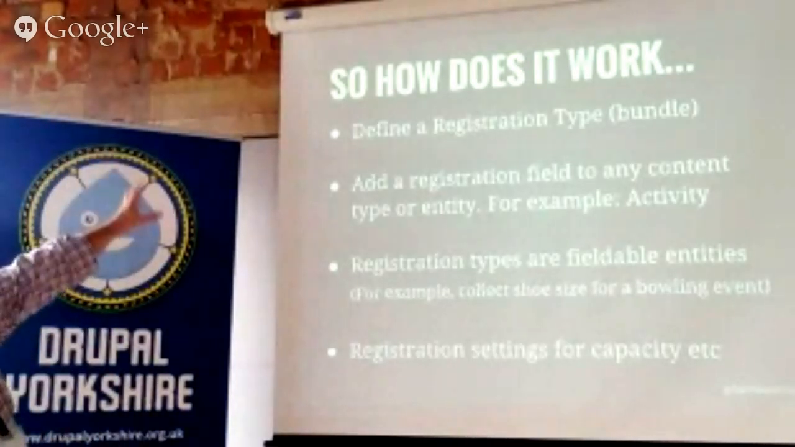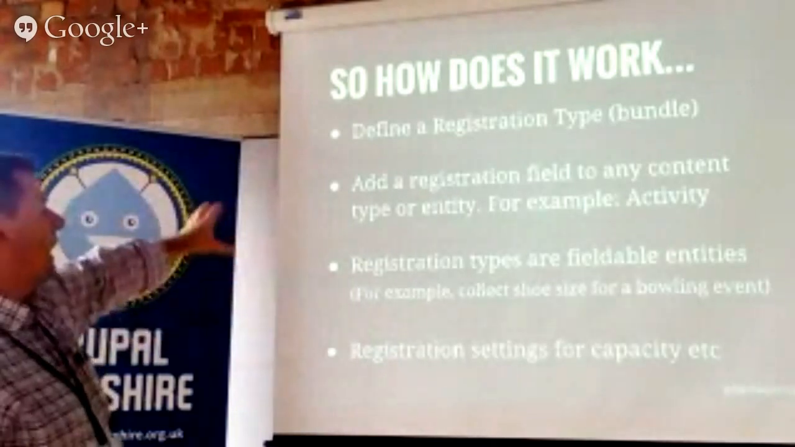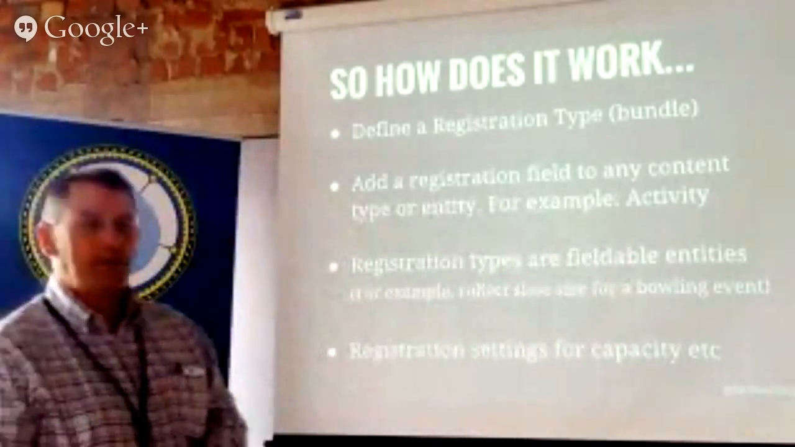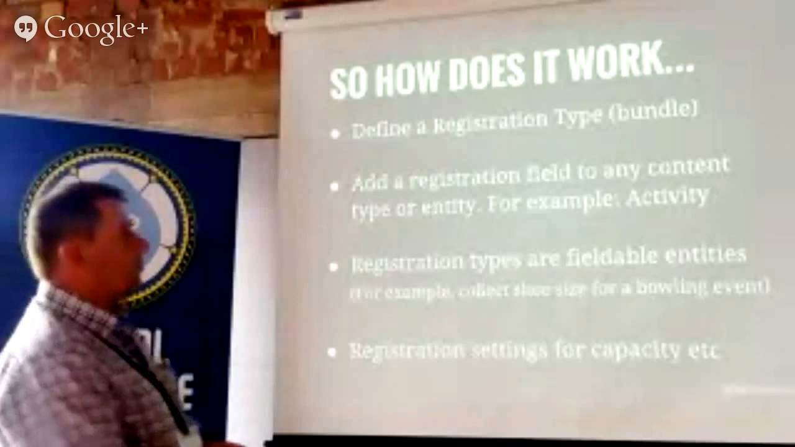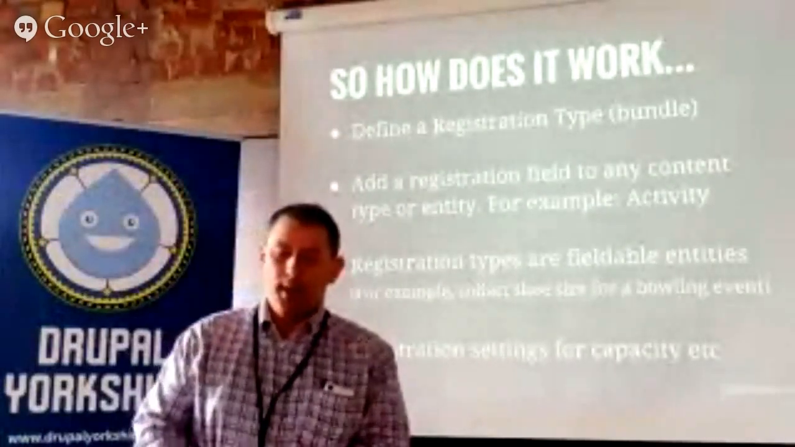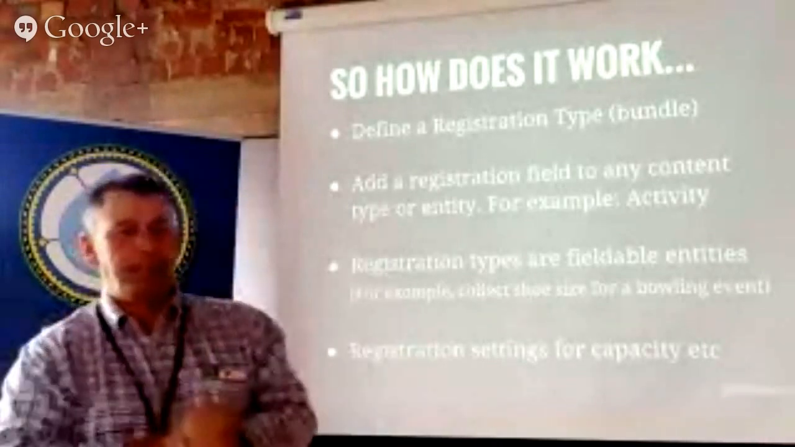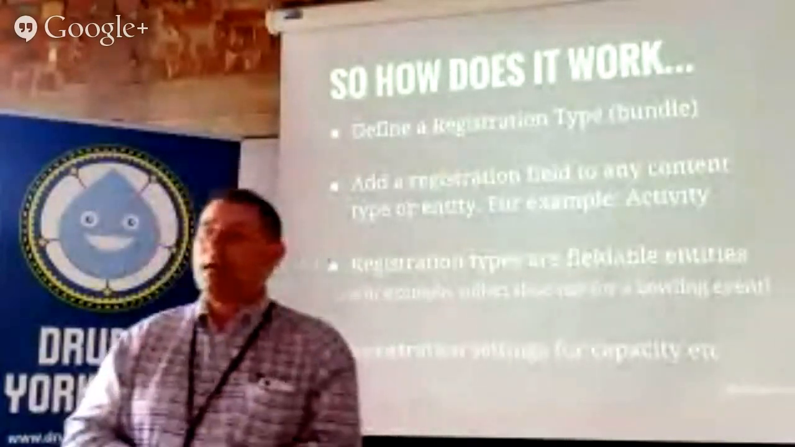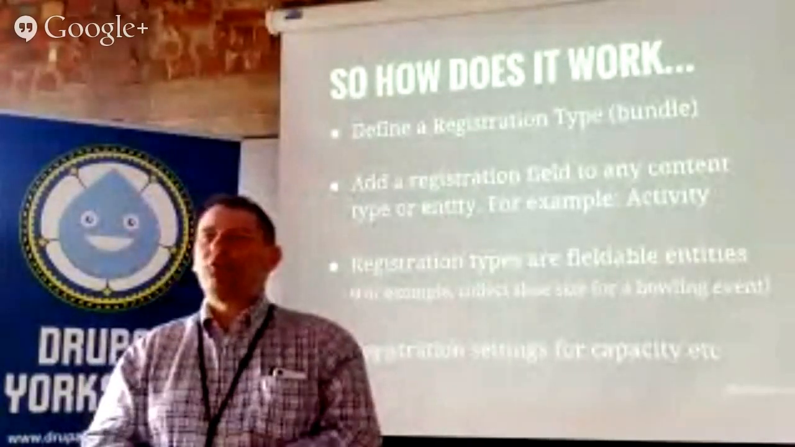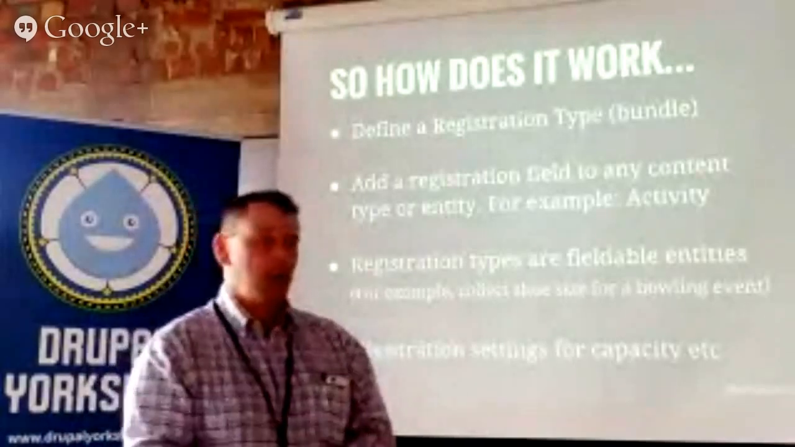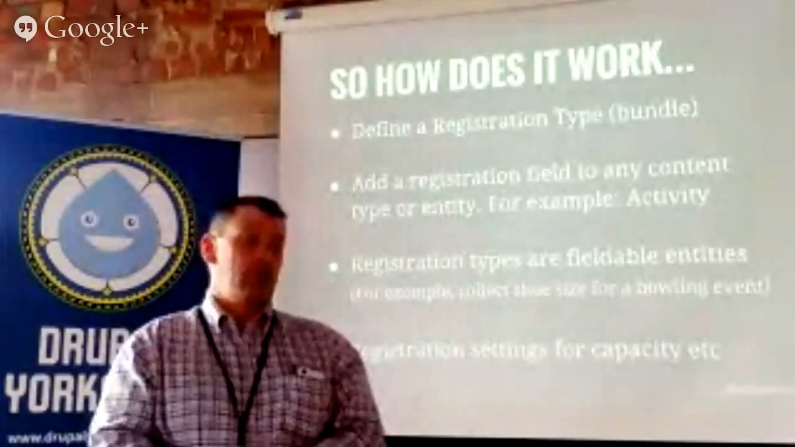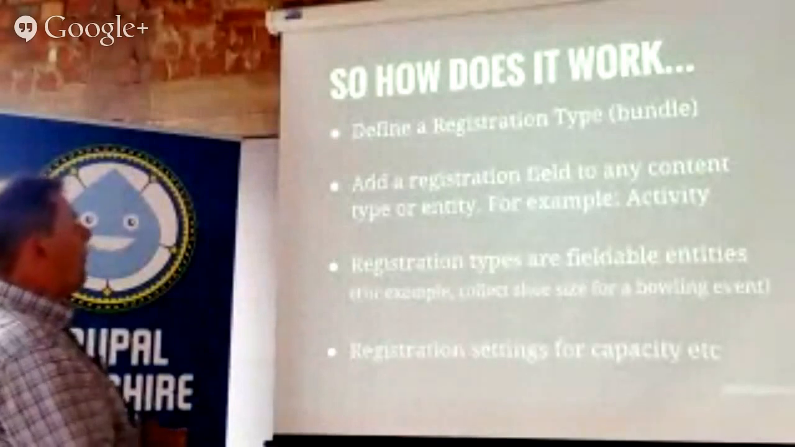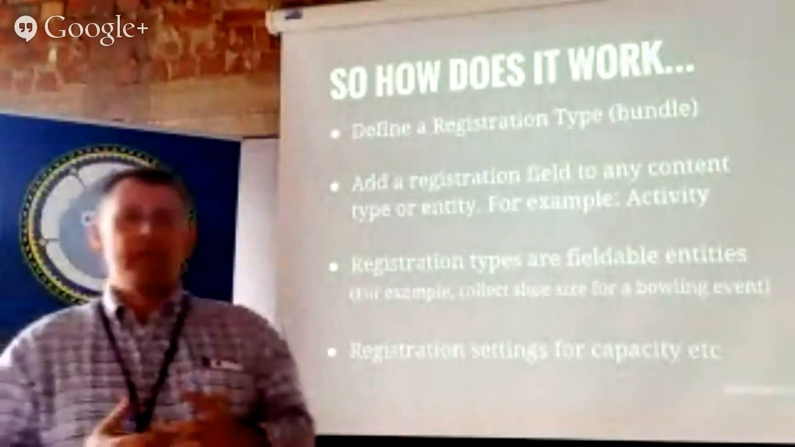There's really four stages to using the entity registration module and having your site ready to accept registrations for an activity or an event. The first thing that you do is you have to define a registration type. In Drupal terms, this is an entity bundle. And a registration type normally captures information about the registrant, in other words, the participant, the person that is registering. And because it's a fieldable entity, it means that you can attach additional fields to the registration type.